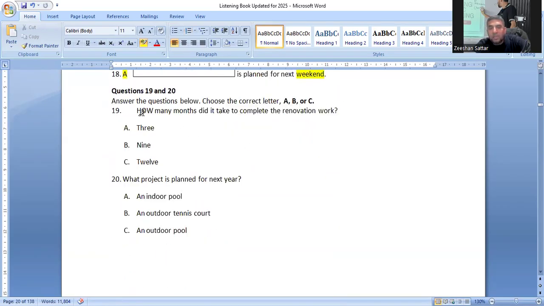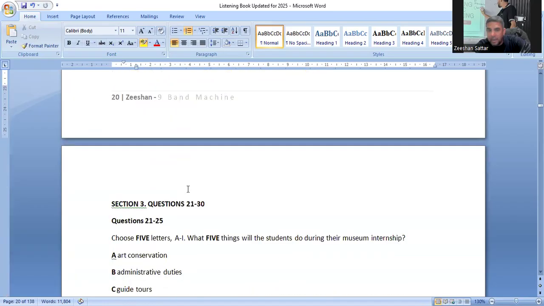How many months that will take to complete the renovation work? How many months? Finger. Renovation work, pencil. 3, 9 and 12. The project plan for the next year. Next year, pencil, and finger will be along with the outdoor tennis court. And then you have to put your eyes on indoor pool, outdoor pool and the tennis court. Single word nahi because confusing है 1 and 3. I told you that आपके MCQs में अगर ज्यादा हो तो half of the answers remain as it is.